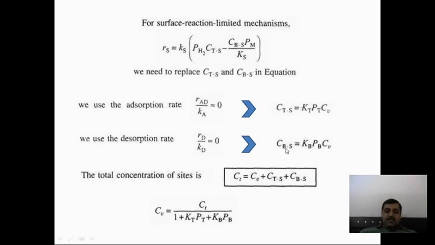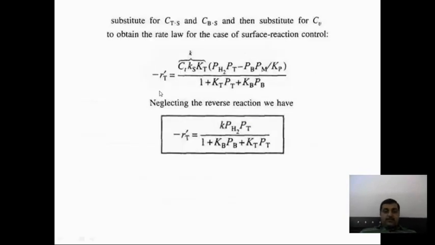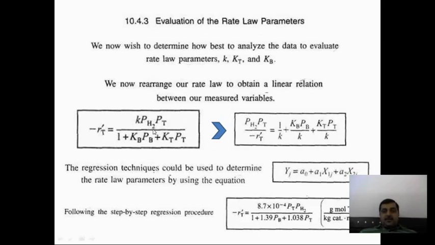Now using CTS, CBS and CV, you can get the final form of the rate expression of the surface reaction, which leads to, finally, if you neglect the reverse reaction, P of H2 PT upon 1 plus K, which is what we have derived, and consistent with our experimental observations. That led us to the third step. What are the parameters which come out from this, which we don't know?